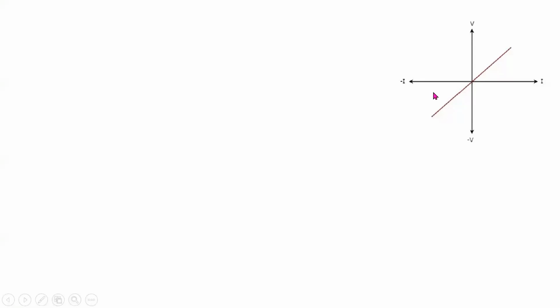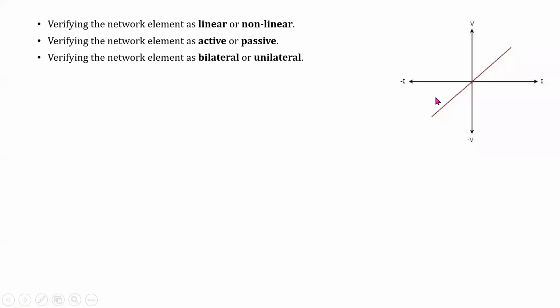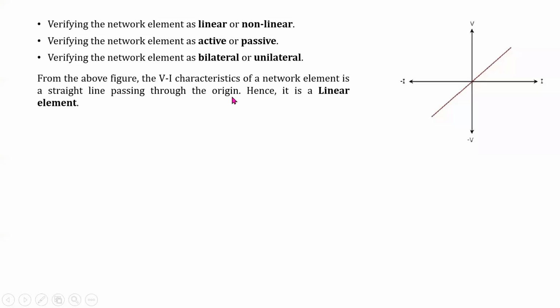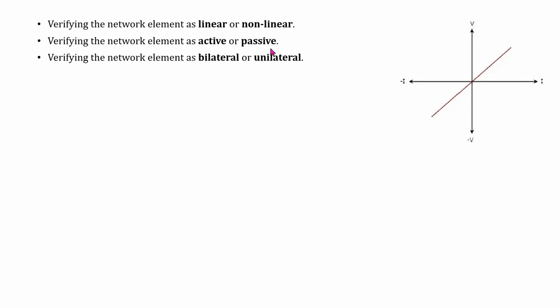Based on this graph, you should identify or verify whether that element is linear or non-linear, active or passive, bilateral or unilateral. It is a VI characteristic of any one element. Based on this graph, identify whether it is linear or non-linear, active or passive, bilateral or unilateral. Okay. First, we verify the first one.